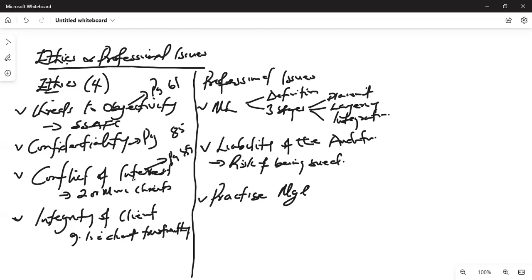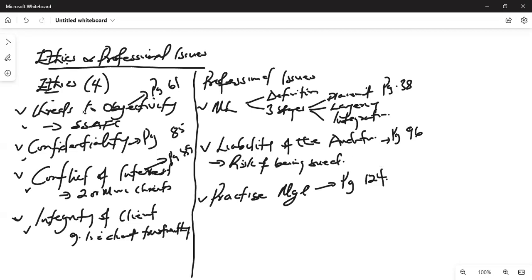But these things, apart from this one which is technical, we've dealt with the technicalities. This one is purely common sense. When we also discuss money laundering, in your manual it is on page 38, the auditor liability is on page 96, and practice management is on page, I think, 124. So you find all these things which will help you answer the questions.